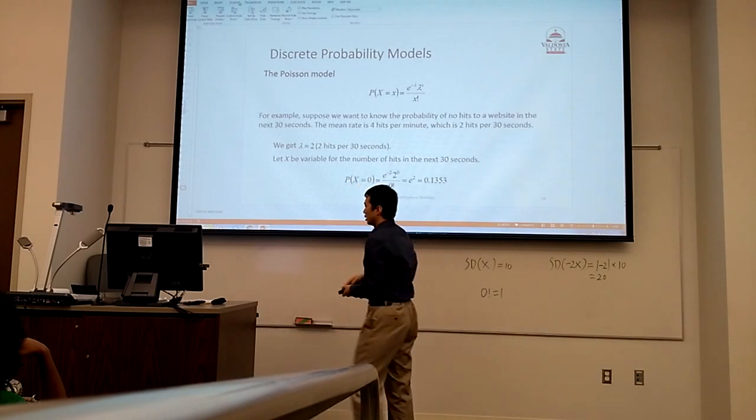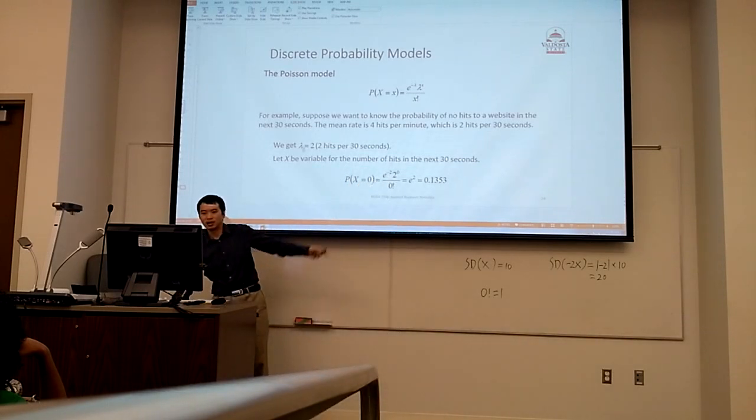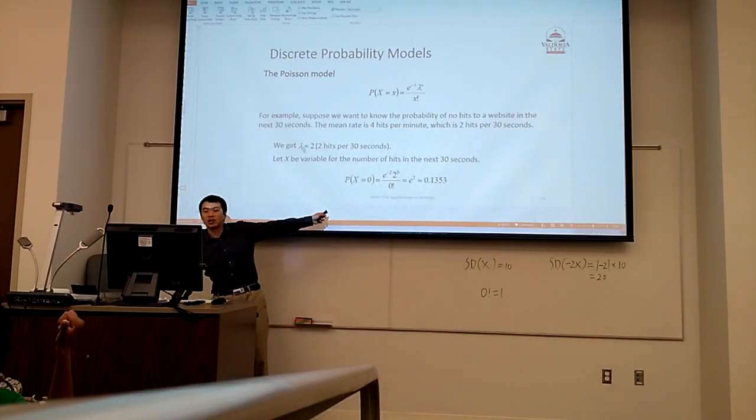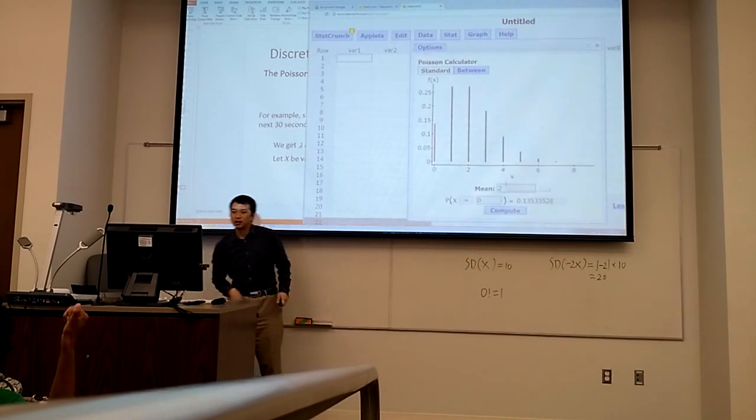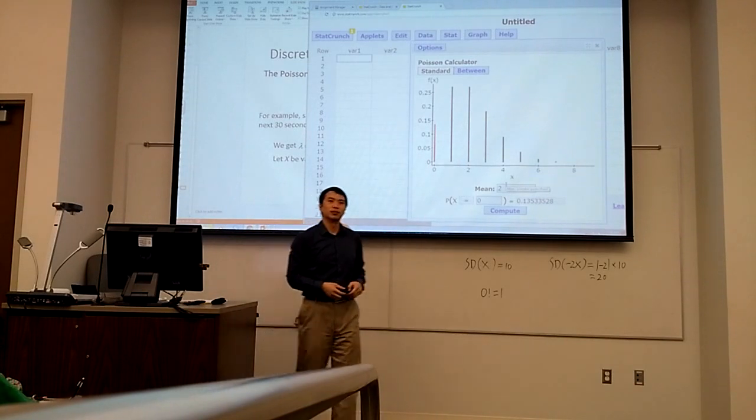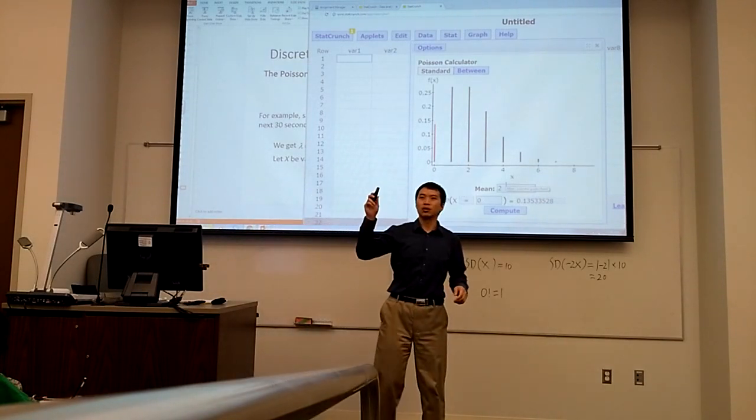So in the stat calculator, we have the lambda equal to 2, and in the calculator we use the mean equal to 2. Any other questions?